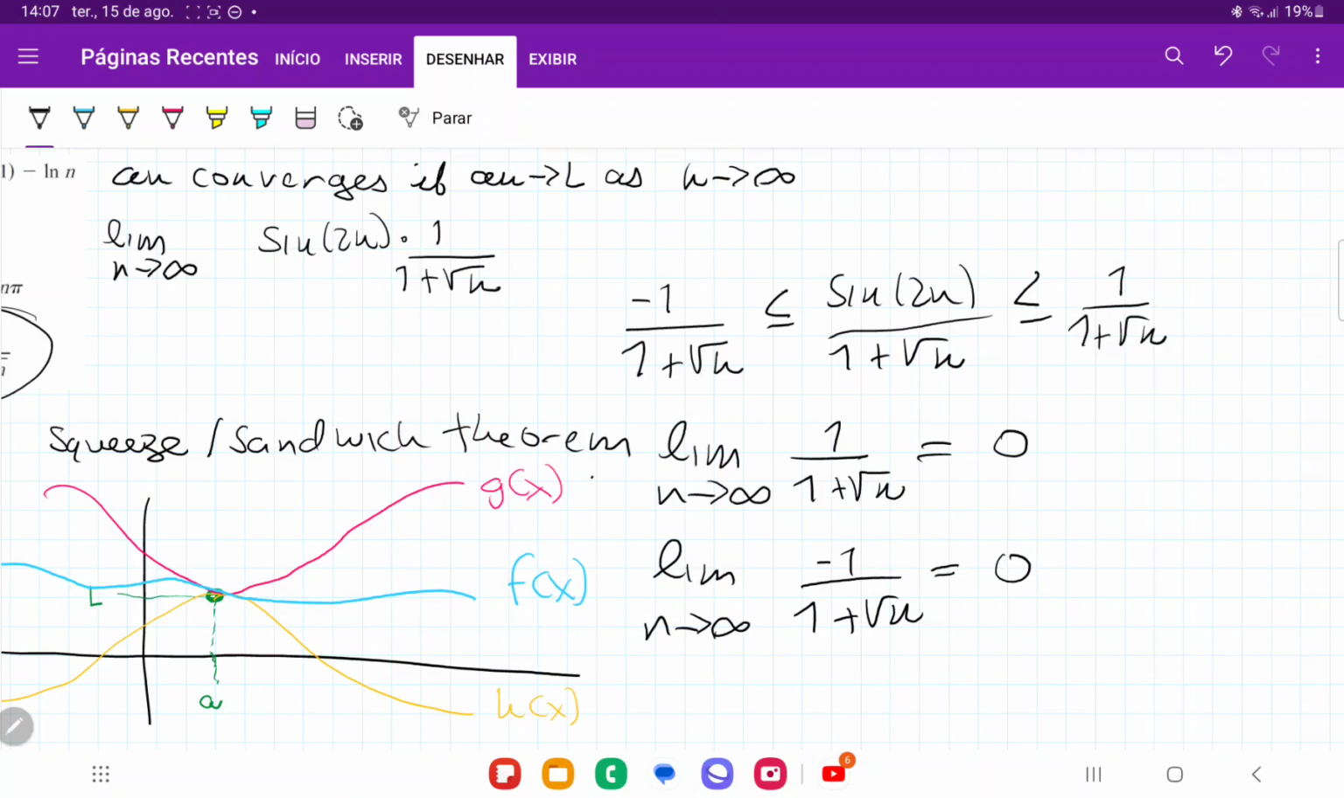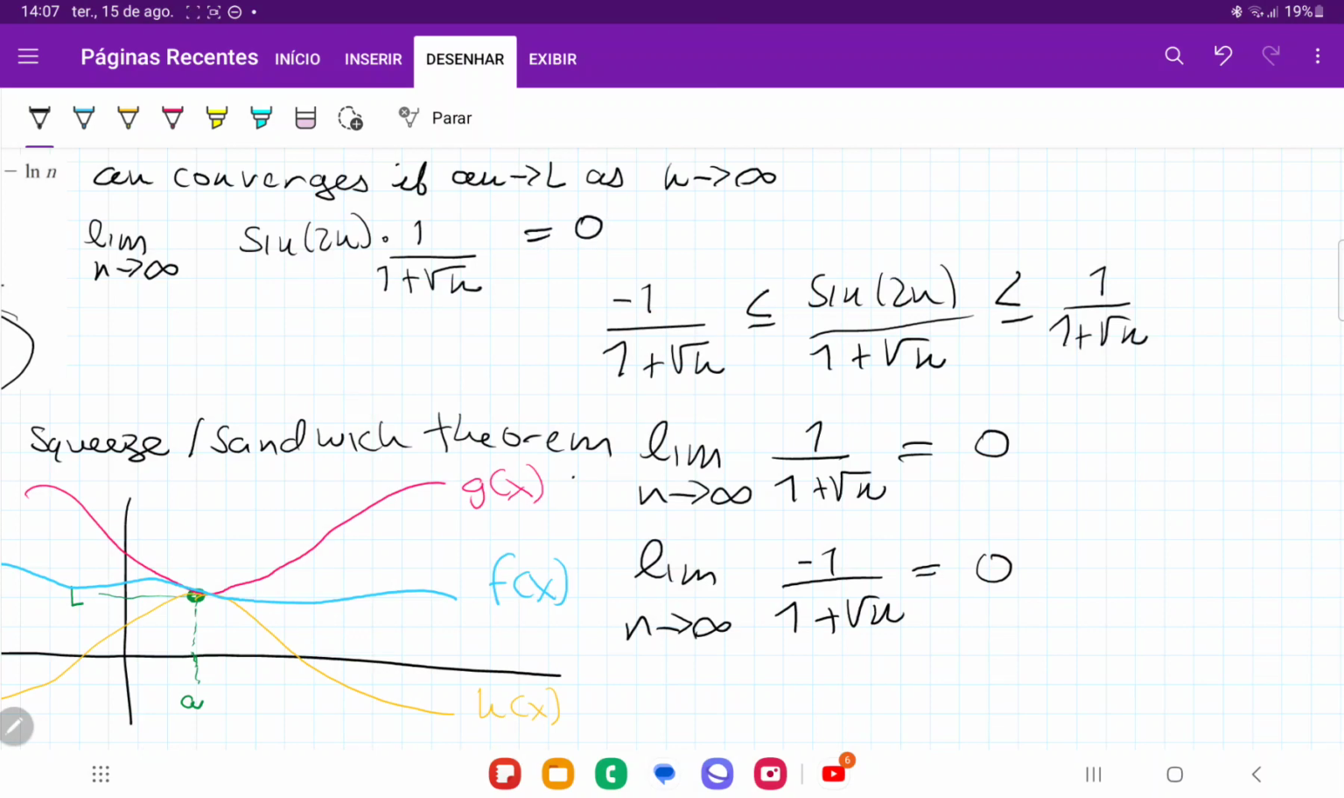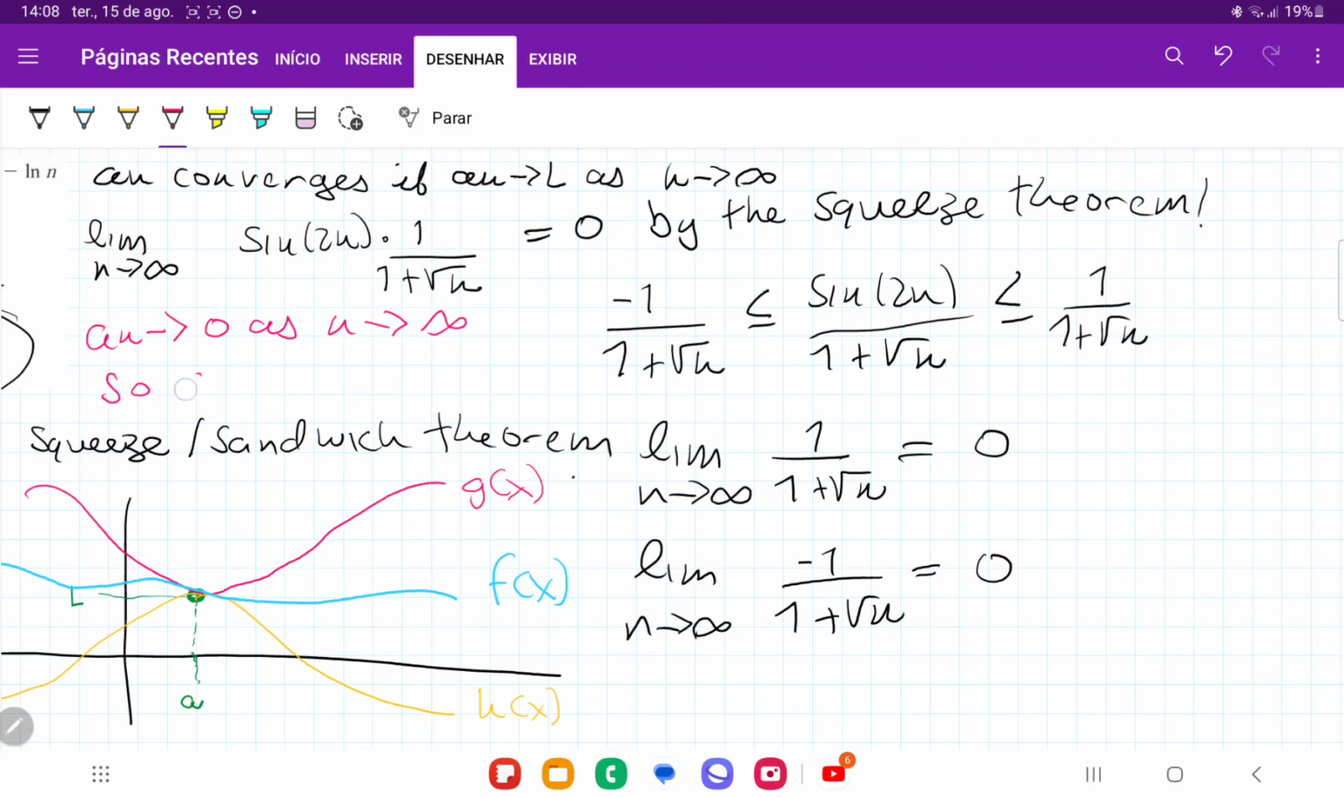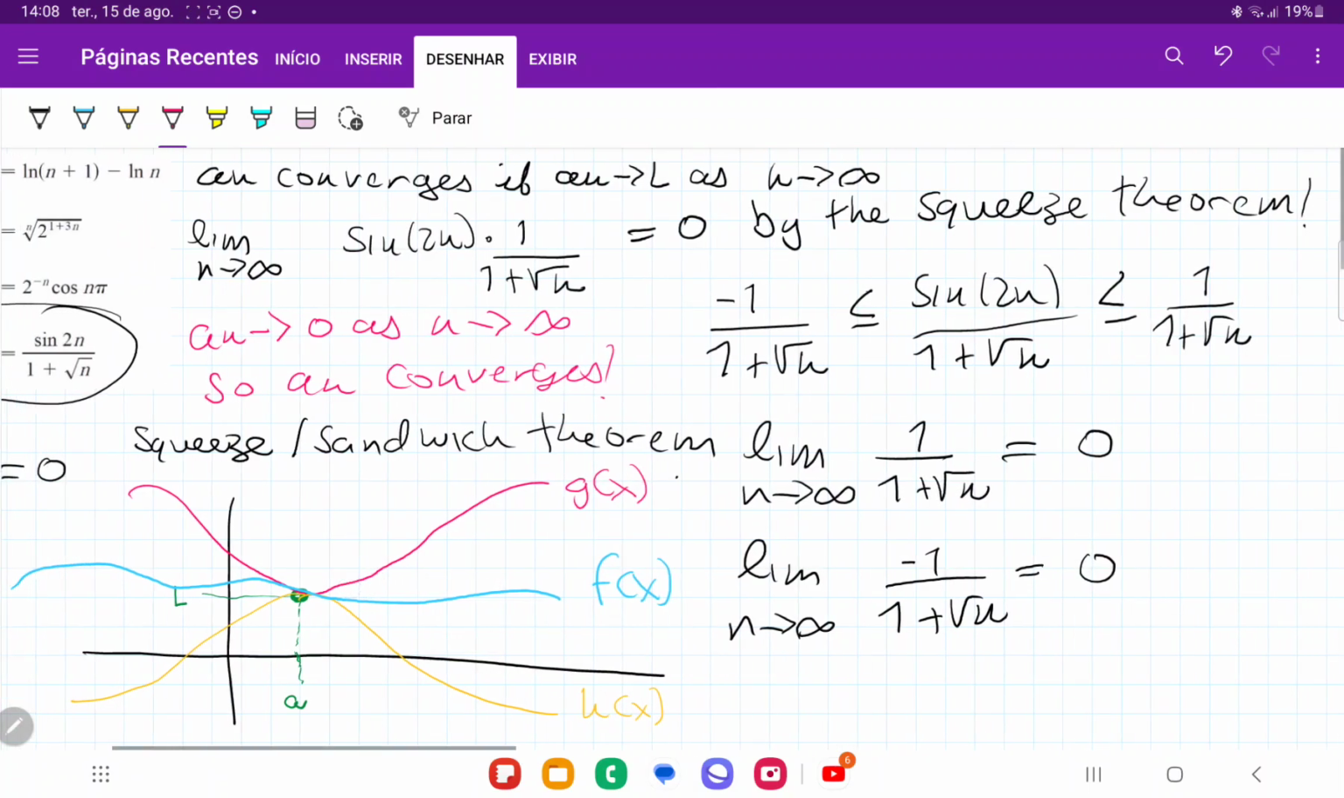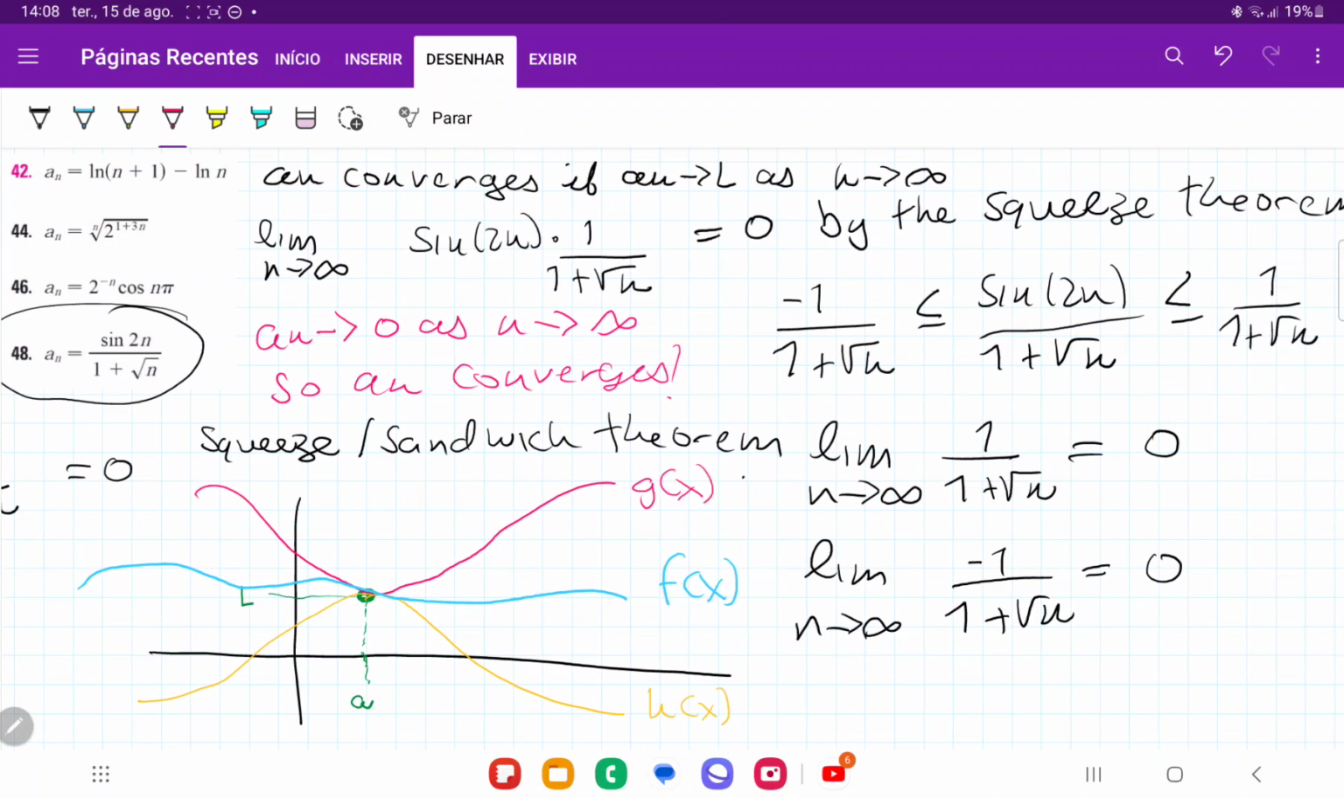Okay, so since our sequence is sandwiched between two sequences, and the limit as n approaches infinity of these sequences is 0, we can say that this limit here is 0 by the squeeze theorem. And so we say that a_n tends to 0 as n tends to infinity, so a_n converges. And we've been able to determine that a_n converges by the squeeze theorem and finding the limit.